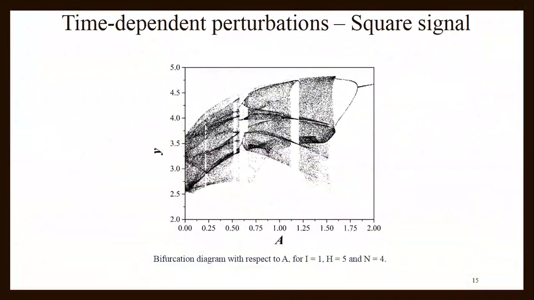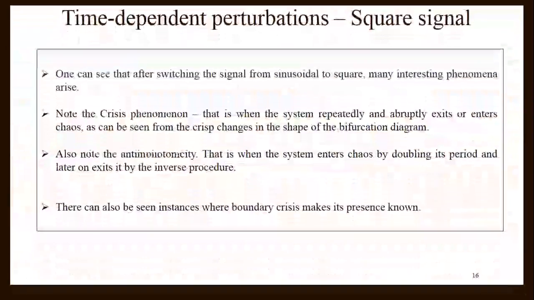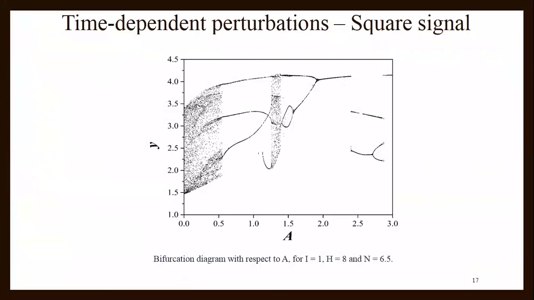As you can see here, you have the internal crisis. Here you have boundary crisis, anti-monotonicity, period halved, and then it goes back to chaos again. Boundary crisis, and then the period is again halved, and then it returns to 1. This is the anti-monotonicity again at work.